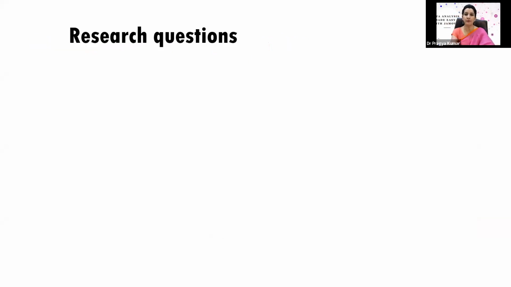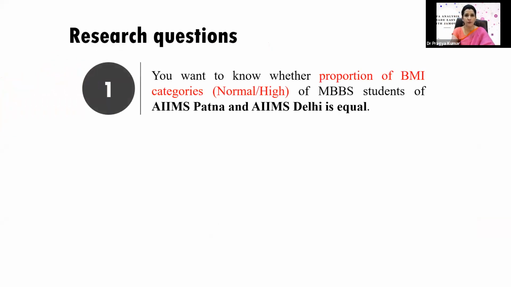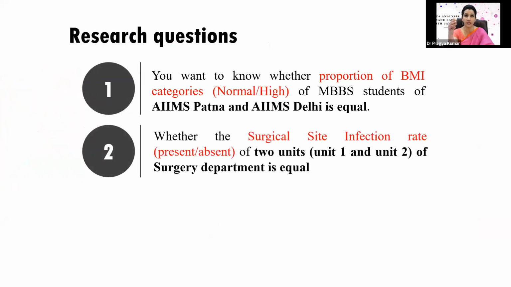So what type of research question do we generally ask in the case of a chi-square test of homogeneity or two proportions? If I want to know the proportion of BMI category, categorized into two, normal and high, of MBBS students of AIIMS Patna and AIIMS Delhi, whether they are equal or not. Again, you can see that AIIMS Patna is a separate population and AIIMS Delhi is a separate population. So I have taken two different populations, and then I am seeing the proportion of a particular outcome.